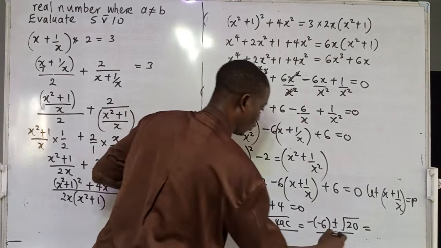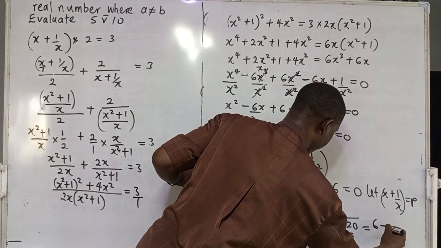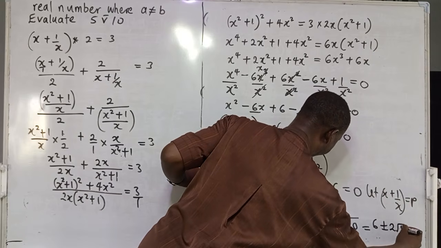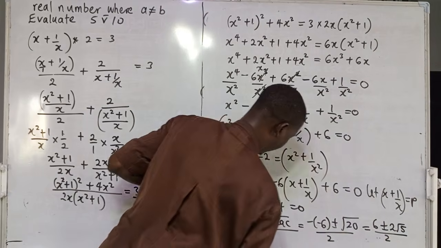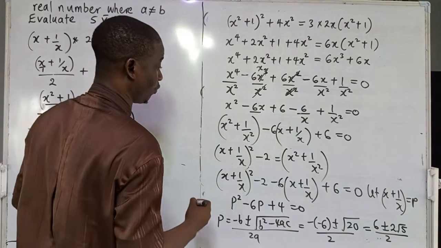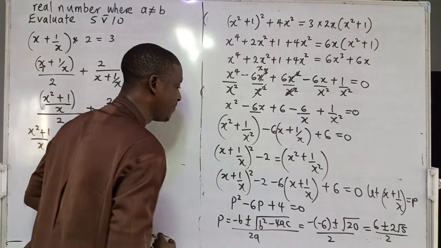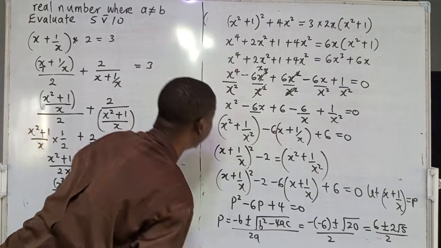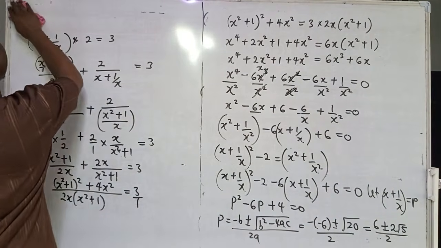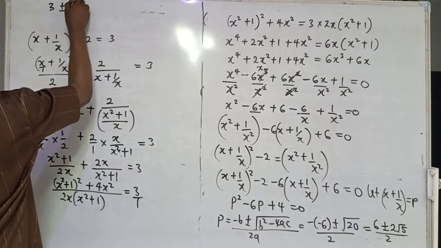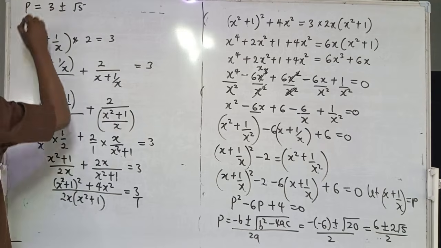So I would have 6 plus or minus 2 root 5 over 2, which finally gives us 3 plus or minus root 5. That will be our p.